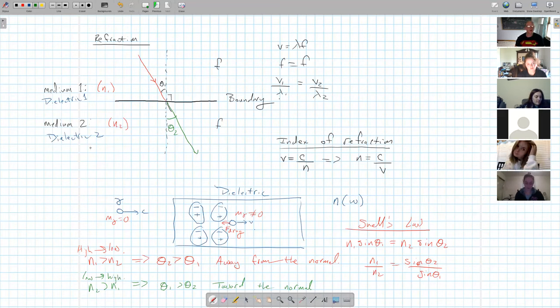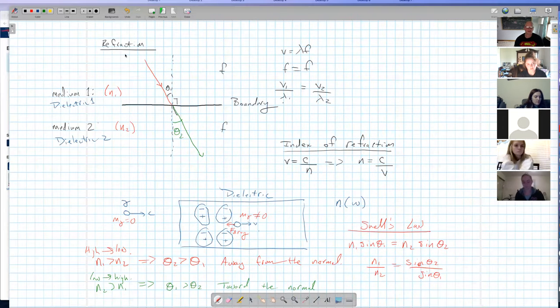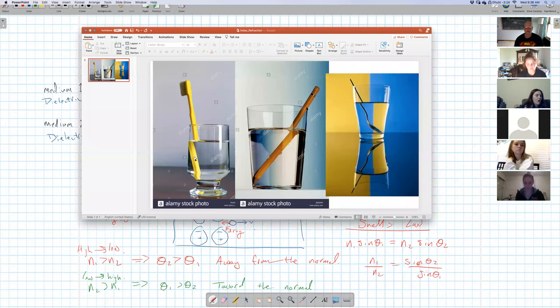So index of refraction, and the fact that light moves at different rates, gives us all kinds of interesting optical effects. For example, if we're looking at things placed into water, it gives us false images of the object. Here, the toothbrush seems like it's split into multiple pieces. Here, the pencil looks bent, also kind of split, bending in a different direction. As with the spoon, we can also see the colors are shifted in different directions.